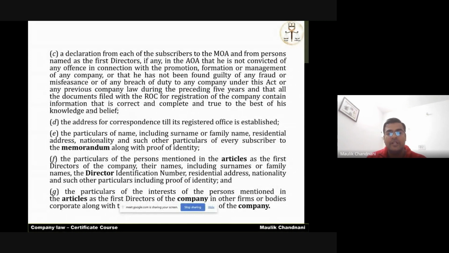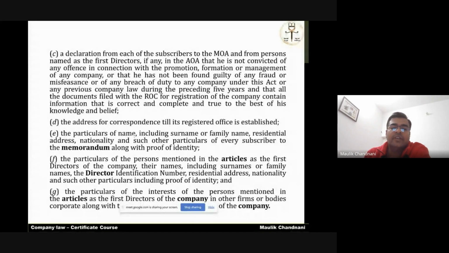Apart from it, you need to declare the address of correspondence, that is your registered office. Earlier you had to mention the entire complete address, but it is not so now. Now you are only required to give the name of the state. You need not give the complete city or address of your registered office. Once the company is incorporated, within the next 15 days, you can give your full address details to the ROC at a later stage. That we'll be discussing at a later slide.